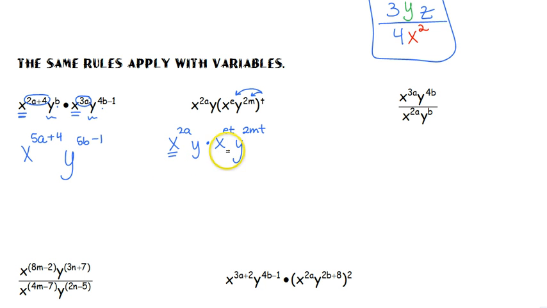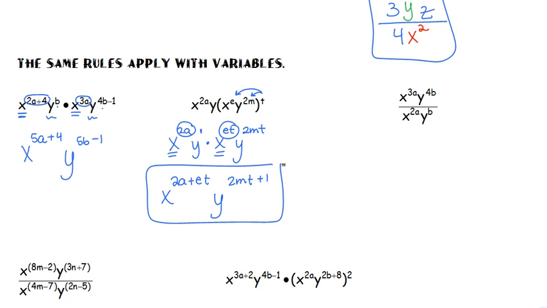Now we are multiplying bases of x's, which means we are adding those exponents together. Well, 2a and et are not like terms, so this is 2a plus et. If they're not like terms, you can't combine them together. We've got y. Remember, that would be an imaginary 1, so 1 plus 2mt. Those are not like terms, so that's just 2mt plus 1.